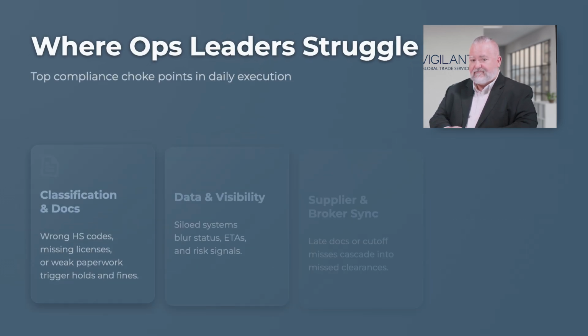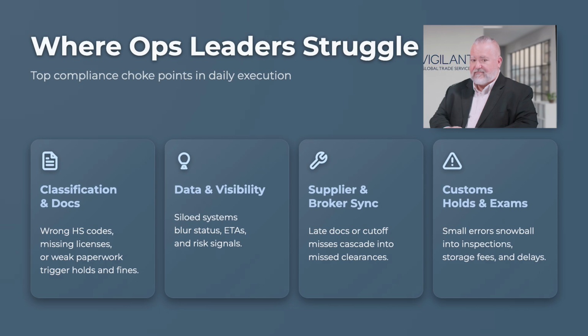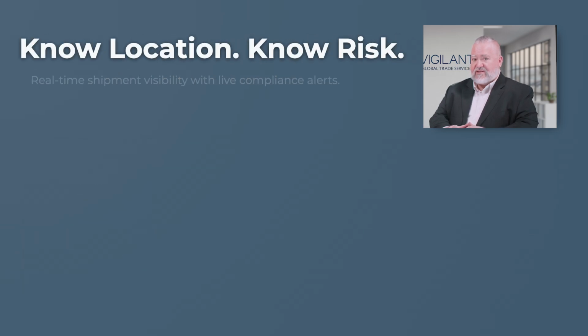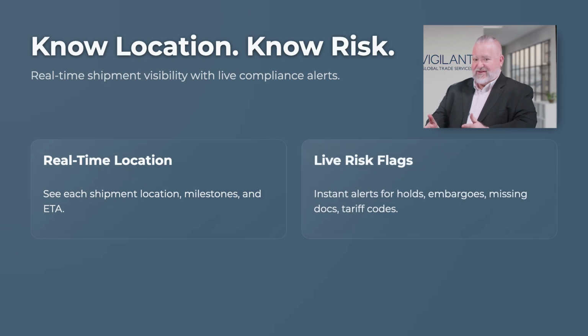So where do operations leaders typically face challenges? I think visibility is one of the key issues. Being able to see where the goods are at any given time, what those compliance risks might be, and being able to proactively manage them is always really helpful.